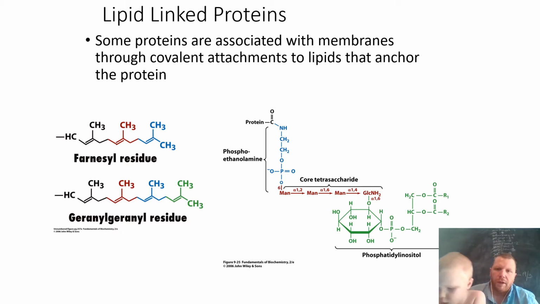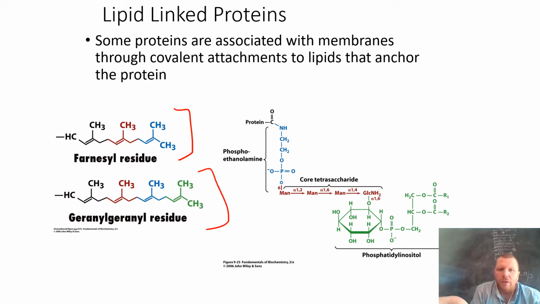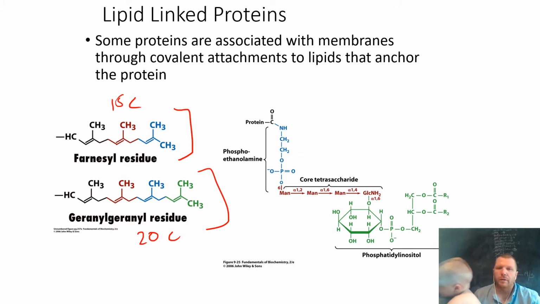One example of that is the addition of these groups right here. This is a farnesyl group. This is a geranyl group. This is 20 carbons. This is 15 carbons. These groups are isoprenoids. Ultimately, these attachments are very, very hydrophobic, so when they get inserted into a lipid bilayer, they're going to be just happy as a clam because they're associated with the highly hydrophobic groups within that lipid bilayer.